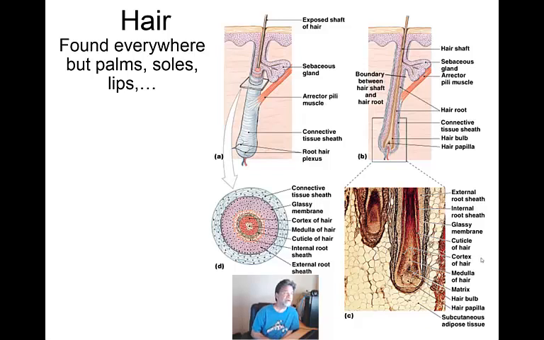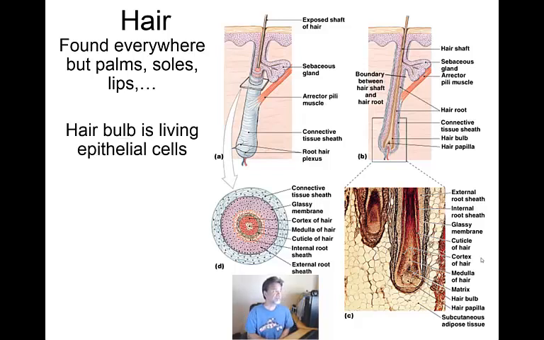Now, hair grows outward, so we can think of hair beginning with a hair bulb, and this is going to be the area like our stratum basale in the skin. This is the area where there's a bunch of stem cells, and they're going to be dividing and producing living tissue, living cells, but things grow outward and then upward from that point. And so that area of living epithelial cells is the hair bulb.